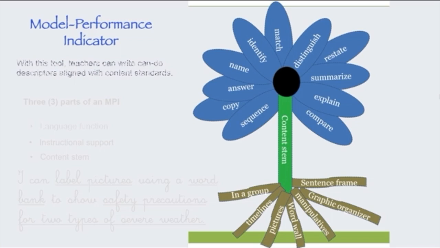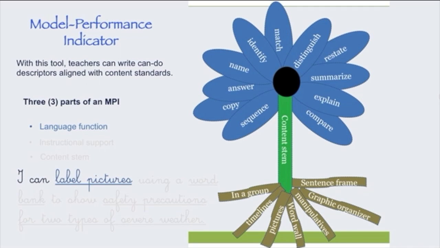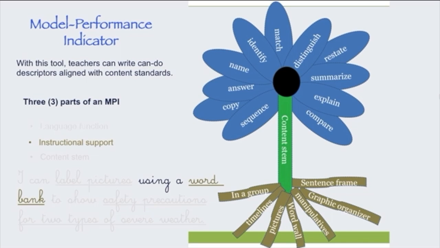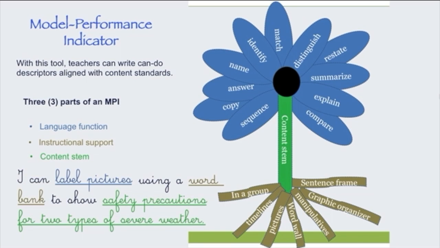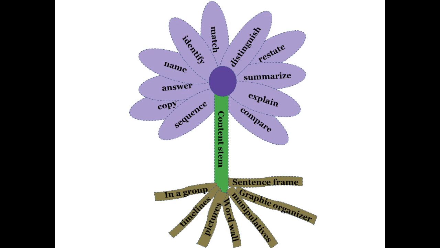Here is a mini lesson plan written using the 3 parts of an MPI. Label pictures is the language function. A word bank is the instructional support, and the content stem is safety precautions for severe weather. The flower model is a great visual to show the 3 parts: language function, content stem, and instructional support. Some teachers like to keep this in their lesson plan binder or have it printed poster size and put on the wall.